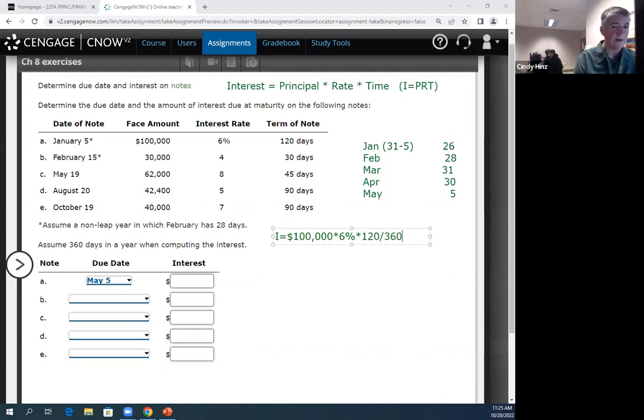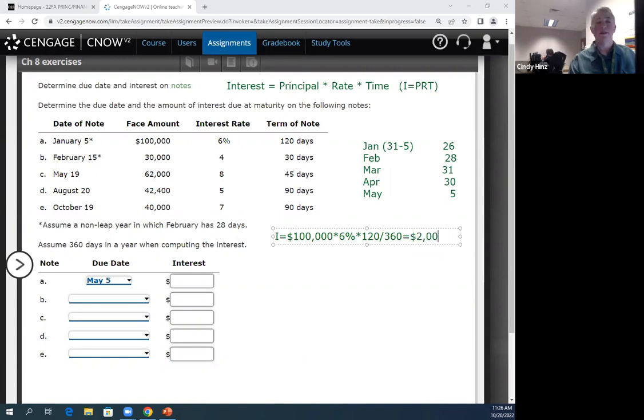Not sure exactly why they do that, other than maybe it makes the calculation a little cleaner. So we're following the directions that are given in the exercise, even though we know there are 365 days in a year. And so what do you get for the interest? Anybody?